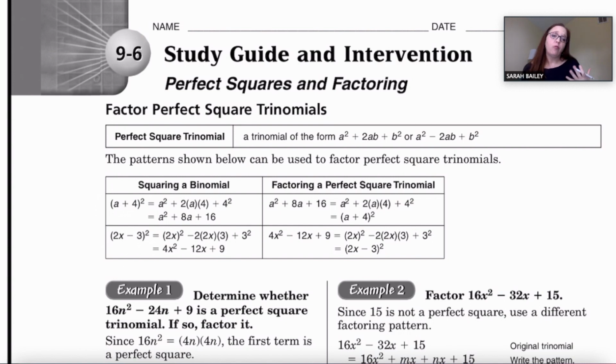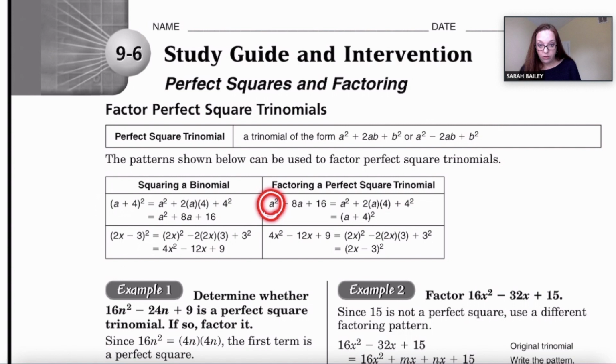So how do you know if it's going to be a perfect square trinomial? Well, if it ends up being in the form a squared plus 2ab plus b squared, or a squared minus 2ab plus b squared, then we know that it is a perfect square trinomial. So the example that they've got here, how do you know, right?